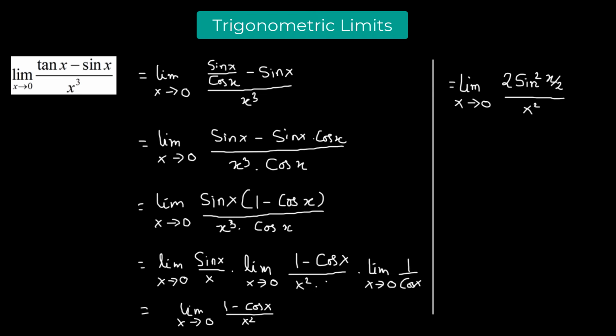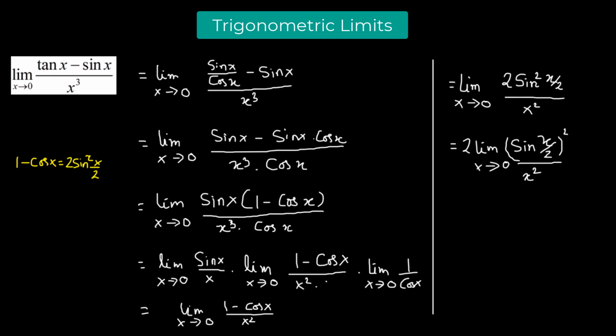So here I have used the fact that 1 minus cosine of x is equal to 2 times sine squared x over 2. So now we have 2 times the limit of x tending to 0 of sine squared x over 2. So let's rewrite it as sine x over 2 whole squared divided by x squared.